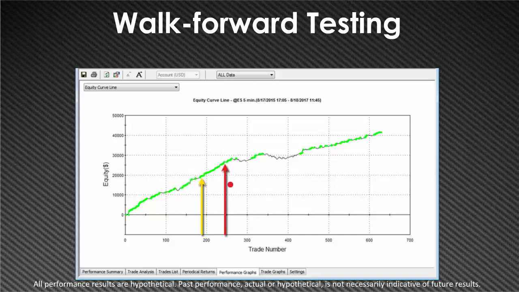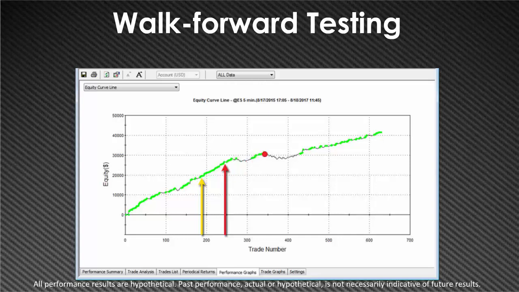So when we see this, it shows us that we're probably not over-optimized. Between the yellow and the red arrows, our walk-forward sample set is looking very, very positive, and there's a good probability that when we trade the system, it's going to perform similarly.